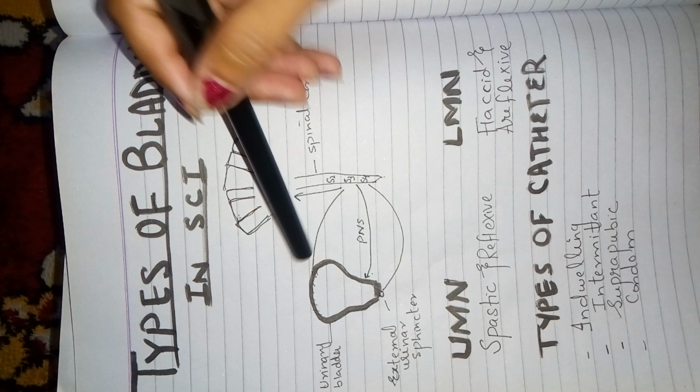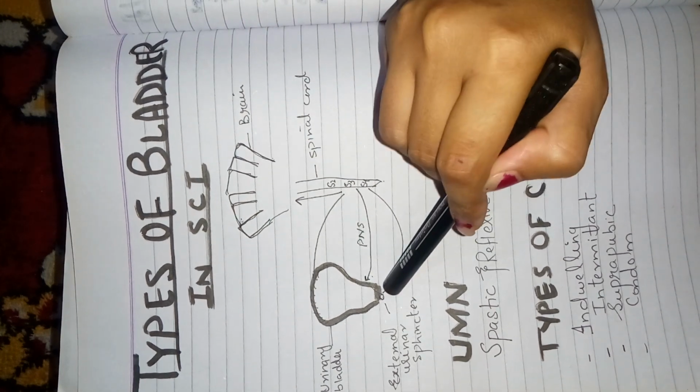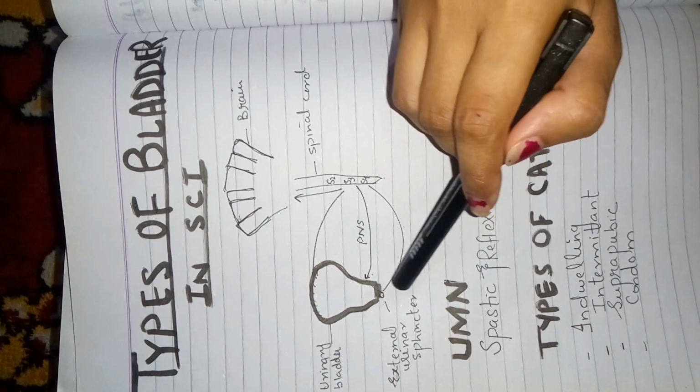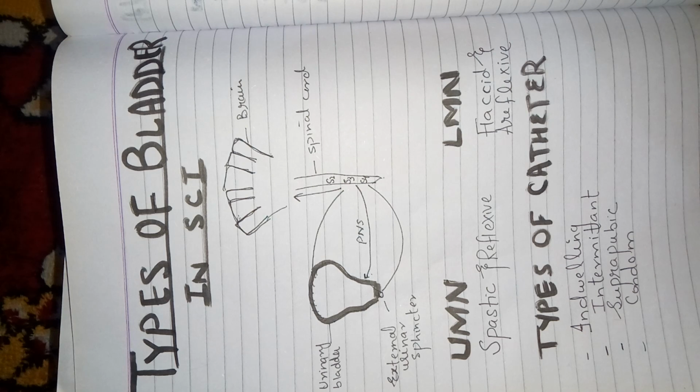In addition to blocking the micturition reflex, the signals also travel to the external urethral sphincter and keep it contracted and shut, because the external urethral sphincter is under almost voluntary control. So it keeps that sphincter shut and does not allow the urine to come out of the bladder. So this is how the normal micturition reflex works in all normal individuals.